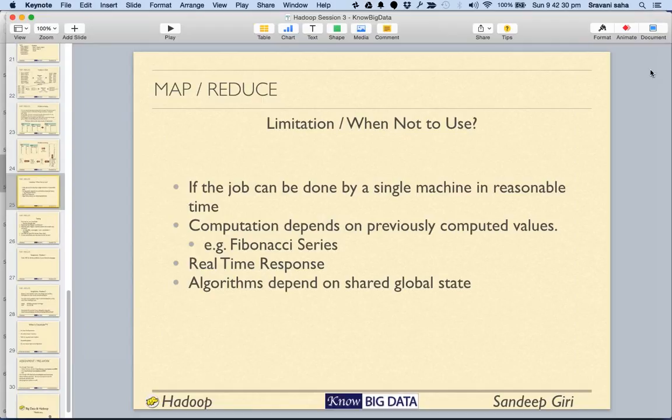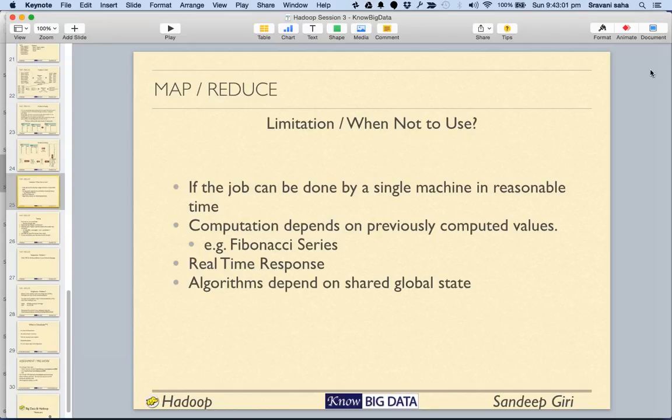Second, if you are looking for a real-time response, then MapReduce is not your solution. When I say real-time response for the computation, if you are looking for that, then it's not the solution. You might want to go for things like Apache Spark. We will discuss it in the ninth or 10th session.